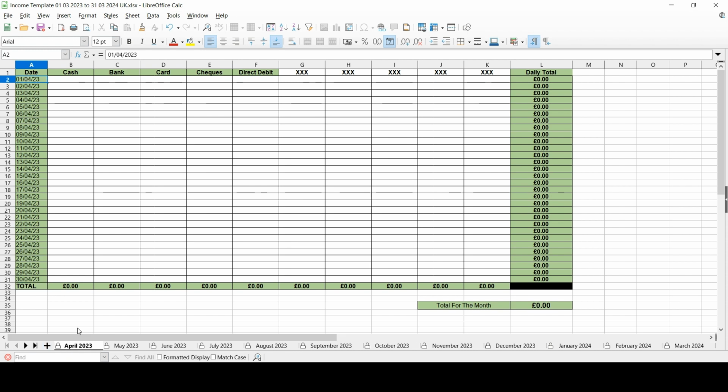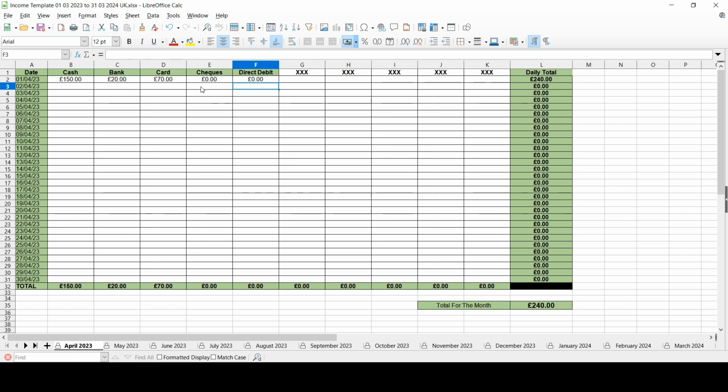Now, how you actually record your income using this particular Excel sheet is super easy. All you have to do is, at the end of each day, record your income based on the method of the payment. For example, imagine you have a barber shop. On 1st of April 23, you receive £150 in cash payment. Also, you get £20 straight into your bank account. You also have a card machine reader and you get £70 as a debit card transaction. You receive no checks and no direct debits.